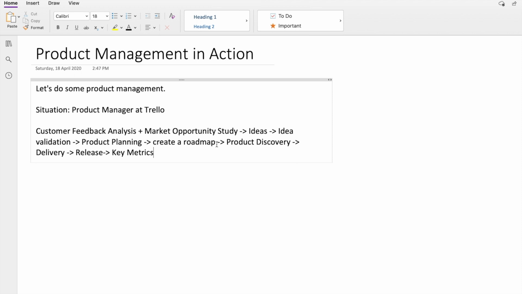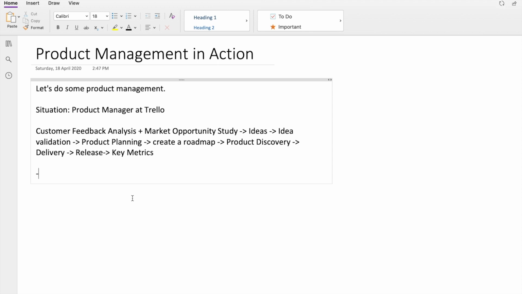Okay, so we'll start with customer feedback analysis to market opportunity study, collect ideas to idea validation, product planning, then creating a roadmap, then doing a product discovery, and then delivery, prioritization, all those stuff, release and key metrics. So before we actually get started onto this exercise, I would like to let you people know that we will break this session into different sections.